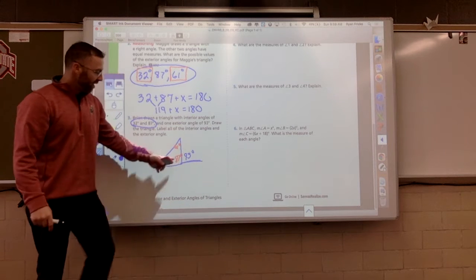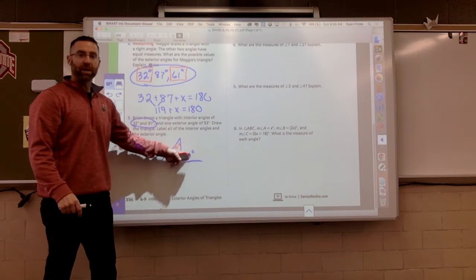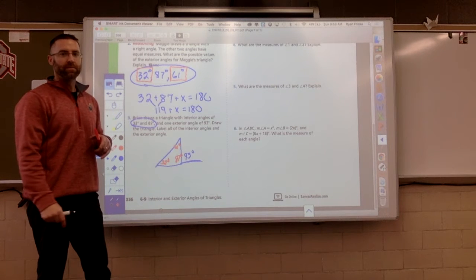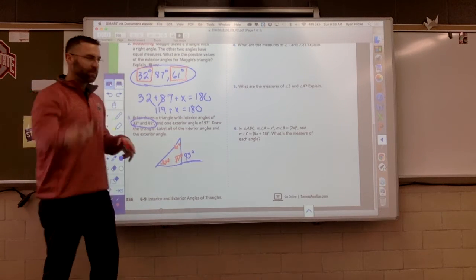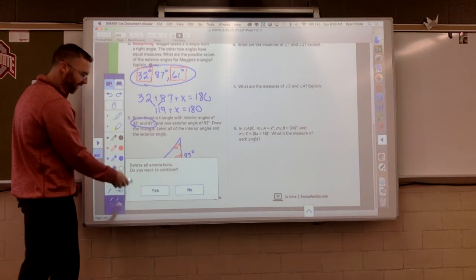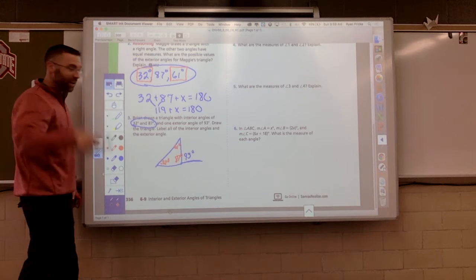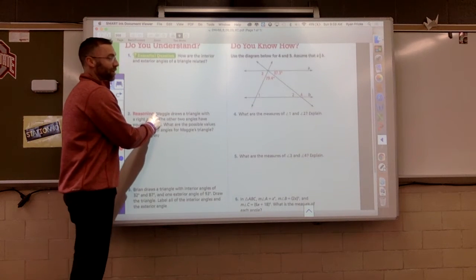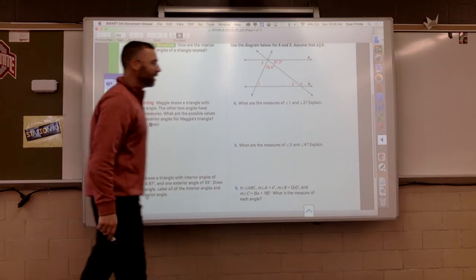Well, let's check it. These two should be supplementary. Does 87 plus 93 equal 180? Check it. It does. Bingo. Perfect. There's a nice drawing, not to scale, though. Mr. Fricke probably would have done better. Yep. All right, here we go.